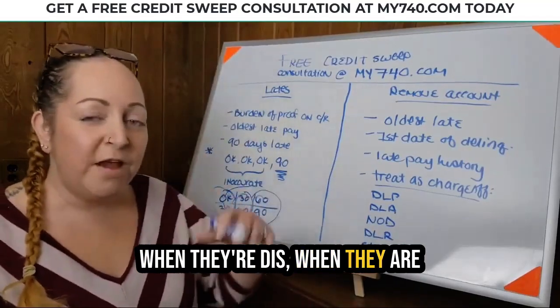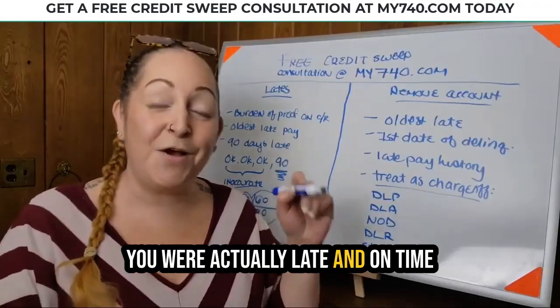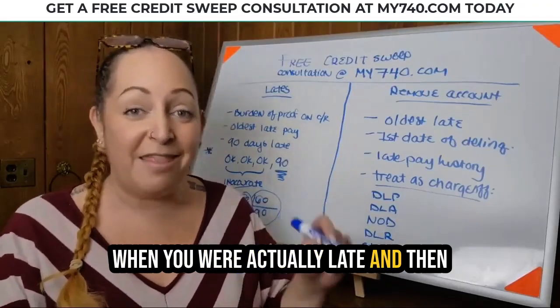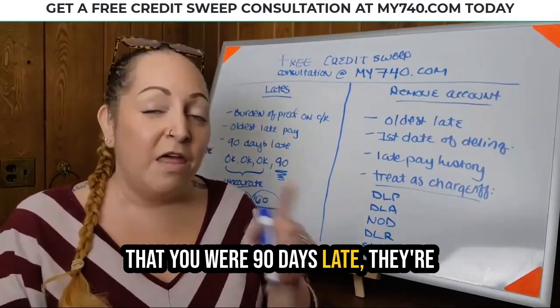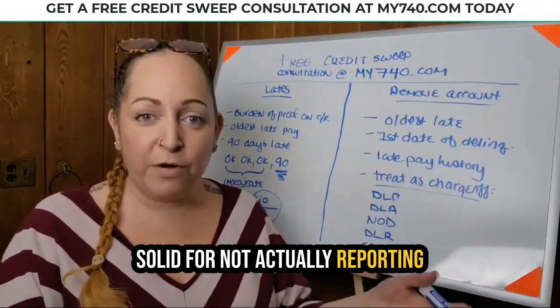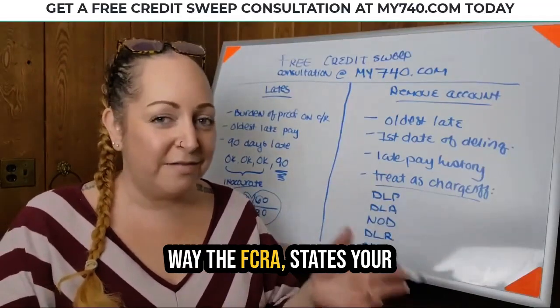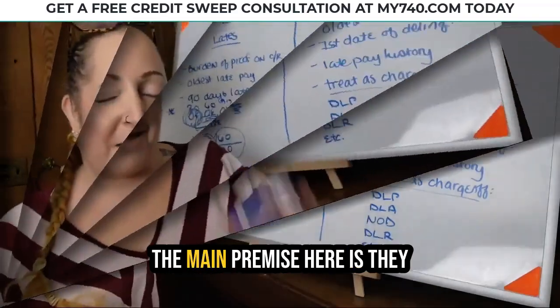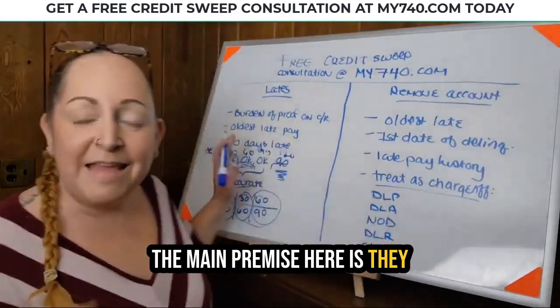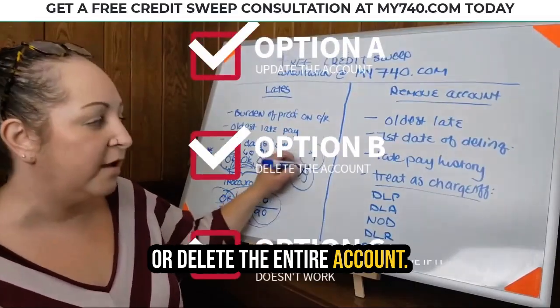When they are reporting that you paid on time when you were actually late, and on time when you were actually late, and then that you were 90 days late, they're thinking that they're doing you a solid for not actually reporting you late until you're 90 days late. However, that's not the way the FCRA states your account should be reported. The main premise here is they can't report it like this. You can either update the account or delete the entire account.